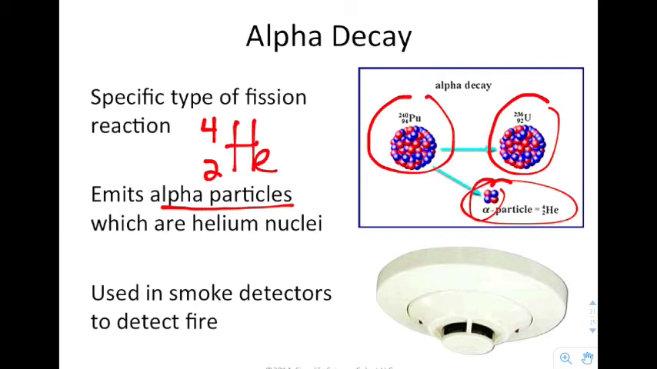Now, alpha decay is actually used in smoke detectors to detect a fire. It has a little sensor, and when something gets in the way, the alpha particles are scattered whenever there's smoke, and it'll actually set off the alarm that way.